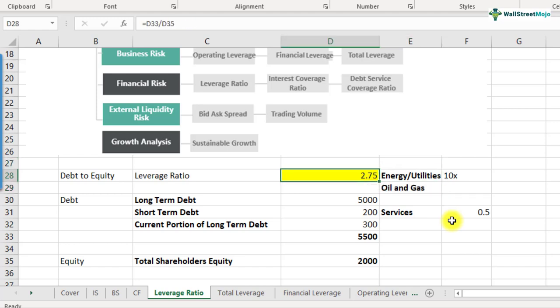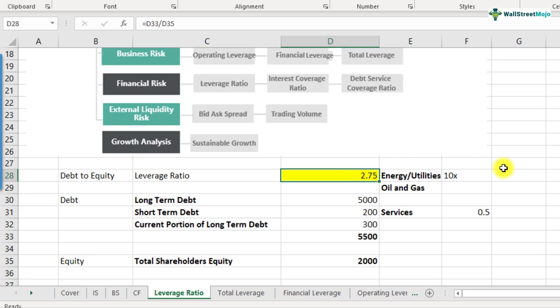So when it comes to comparison and interpretation, you need to understand which sector the company operates in and compare accordingly. If it was an energy and utilities sector, this 2.75 was an excellent number to look at. But if it was a services sector, obviously this is a very over-leveraged situation. I hope you understood the leverage ratio.